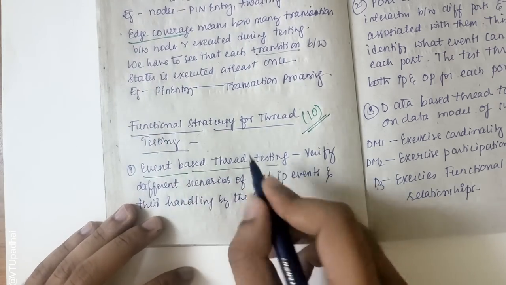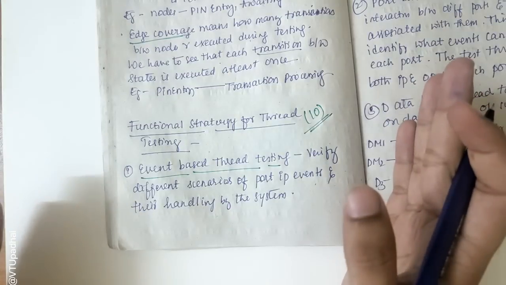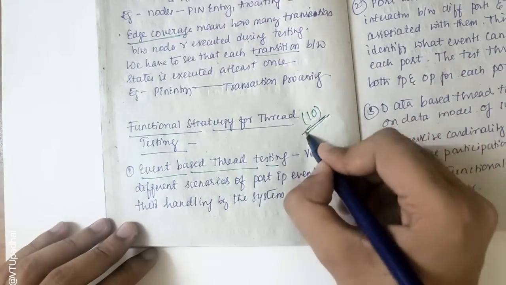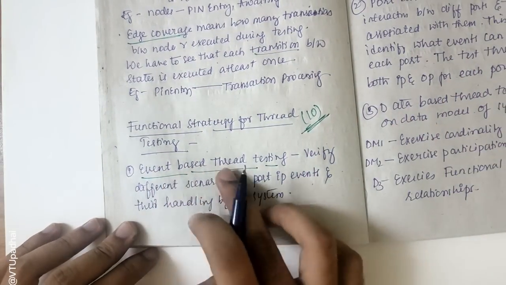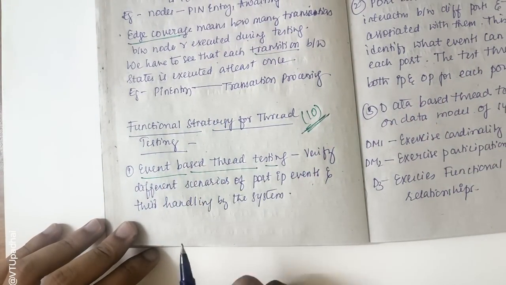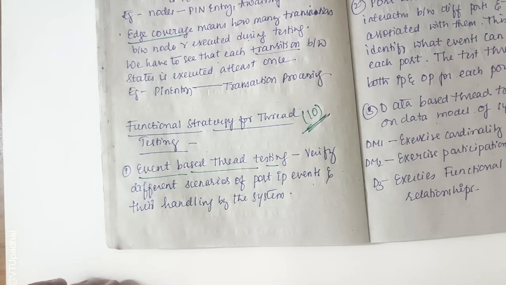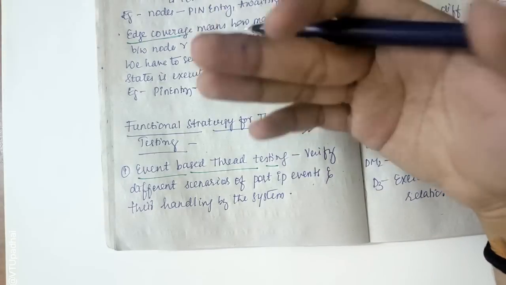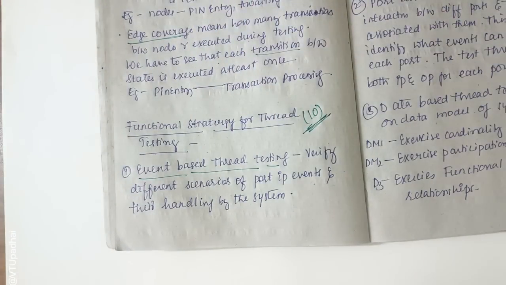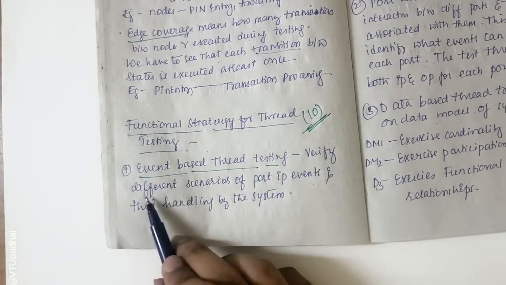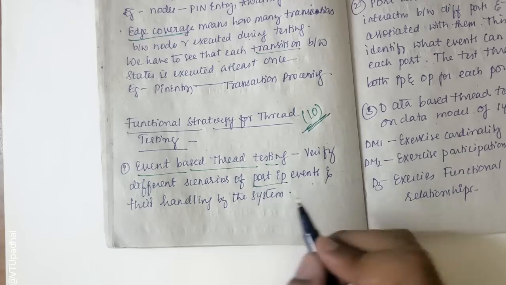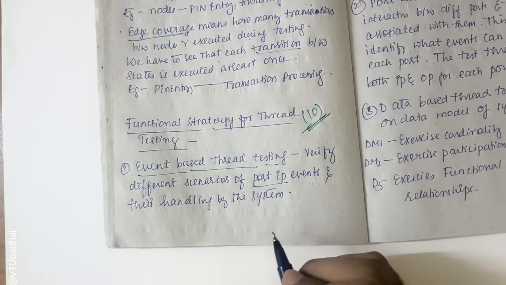All these questions that I've covered have been asked in our internal exams, and that's how I am specifying the marks also here. So the first one we have is event based thread testing. Our objective is to verify different scenarios of the port inputs. Port input means it could be any sort of input. Port here could be the interaction between the hardware and the user. So verify different state scenarios of the port input events and their handling by the system.